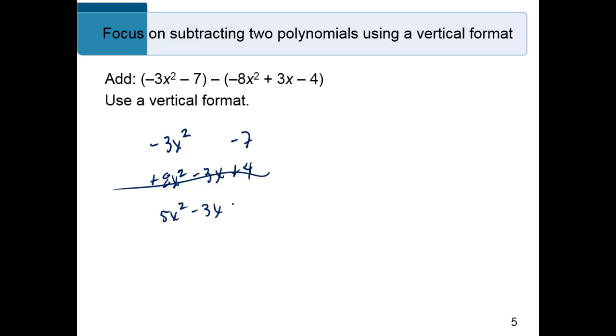Minus 3. Perfect. Okay. Pretty simple, right? Make sense? Any questions? Even though I'm saying it's pretty simple, if you have a question, ask the question, okay?